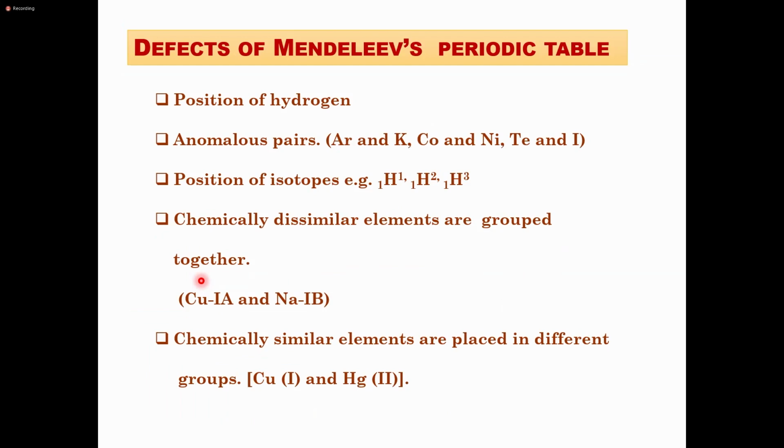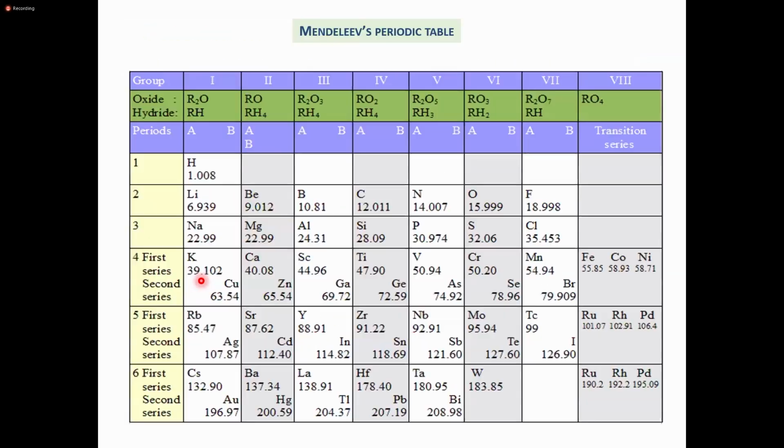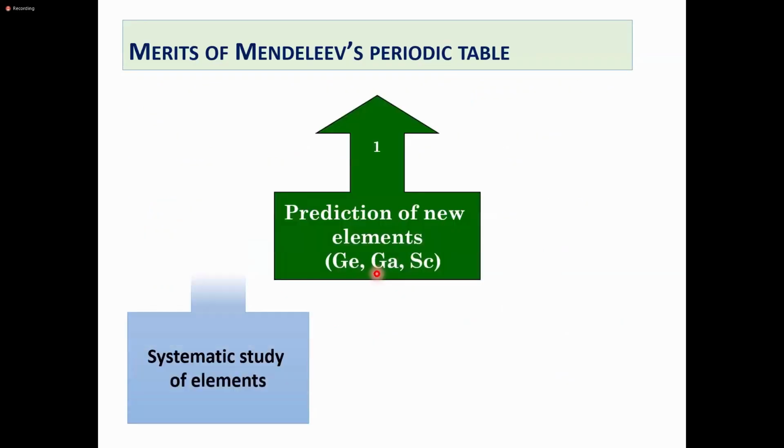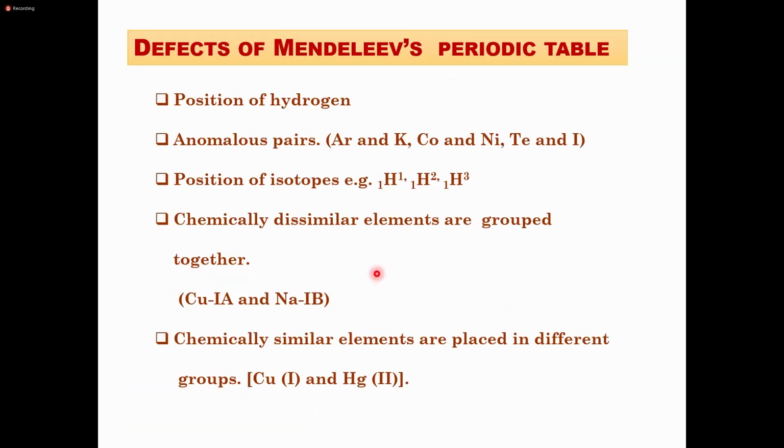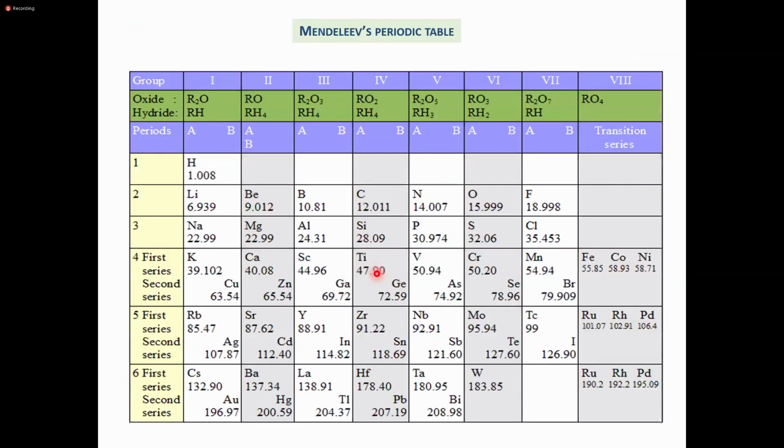Then the anomalous pairs: argon and potassium, cobalt and nickel, tellurium and iodine. You can see potassium, argon, cobalt, nickel, iodine. This position is not the same, because of their properties. The manganese, chromium, vanadium, titanium, scandium, zinc are actually the transition metals. So this is one type of disadvantage of this periodic table.